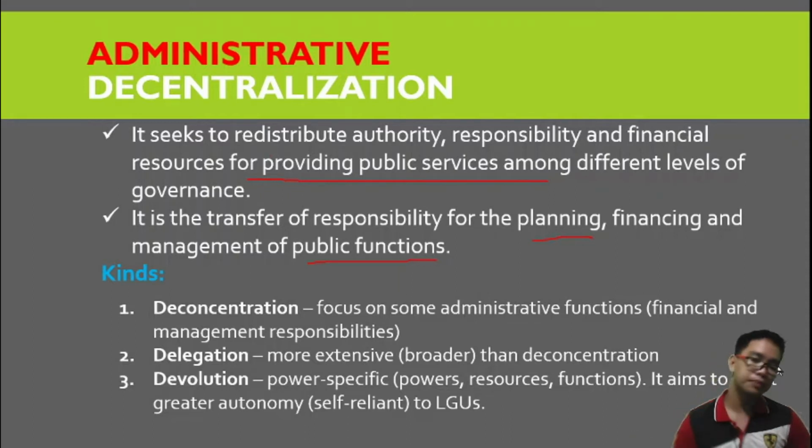Say for example, DSWD. DSWD is a national government, right? National government agency. But because of devolution, meron ng DSWD sa mga LGUs. So, na-devolve yung specific power ng DSWD to the LGUs. Paano? So, paano nangyari yon? Kaya meron tayong tinatawag na MSWDO. So, sa LGUs, kung makikita nyo, lahat ng LGUs meron ng Municipal Social Welfare and Development Office.